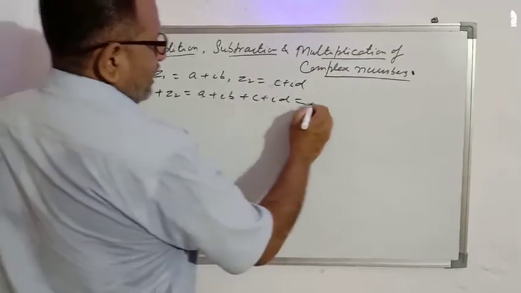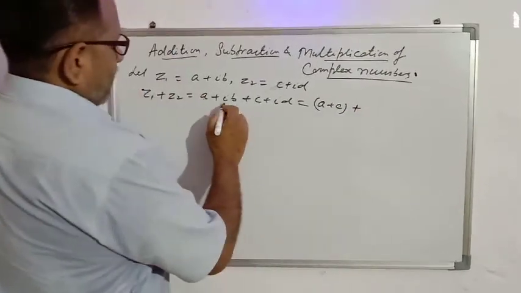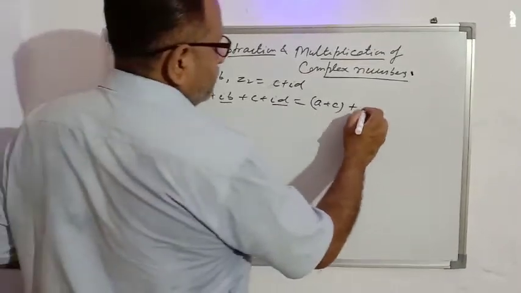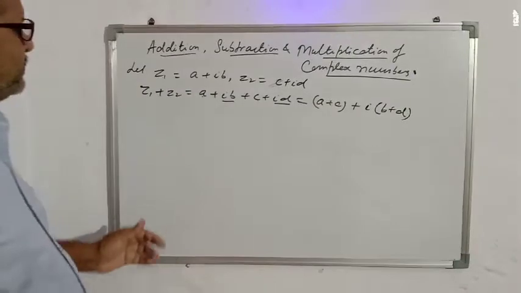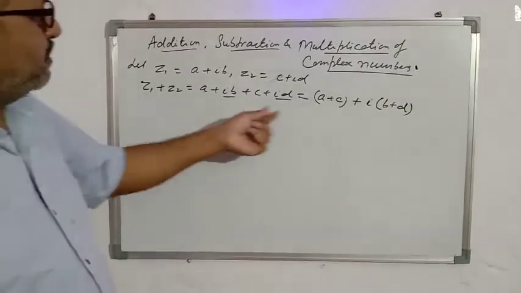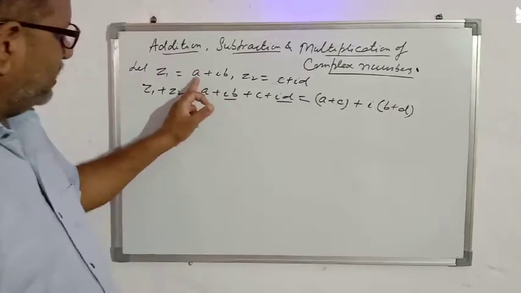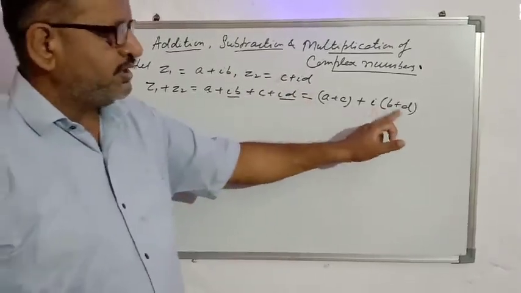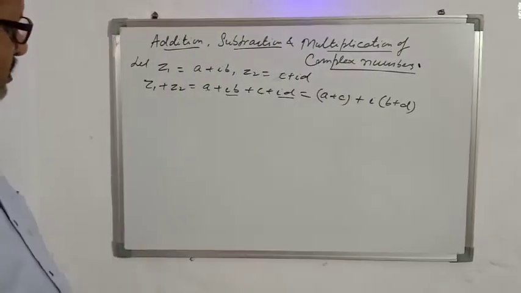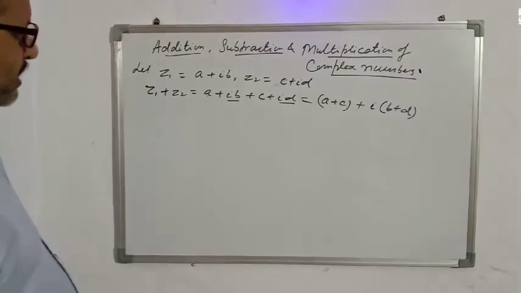Collect the real parts a and c. So a plus c plus, and we will take i common. So in brackets we will get b plus d. So z1 plus z2 means what? a plus c plus i into b plus d. a plus c means the sum of the real parts and b plus d means the sum of the imaginary parts. So we will add the corresponding real parts and the corresponding imaginary parts.